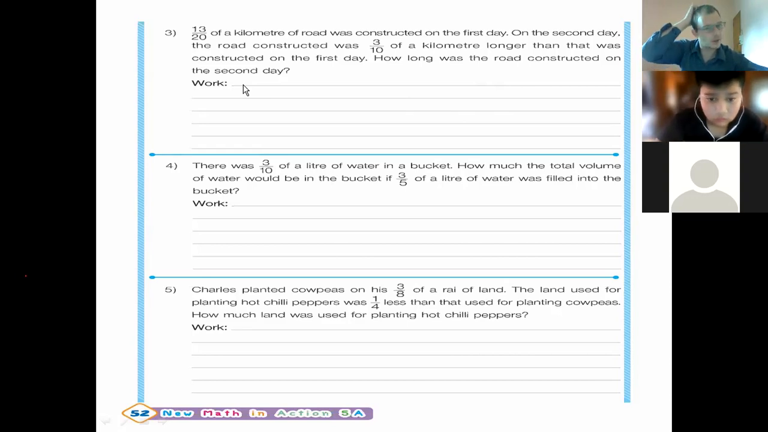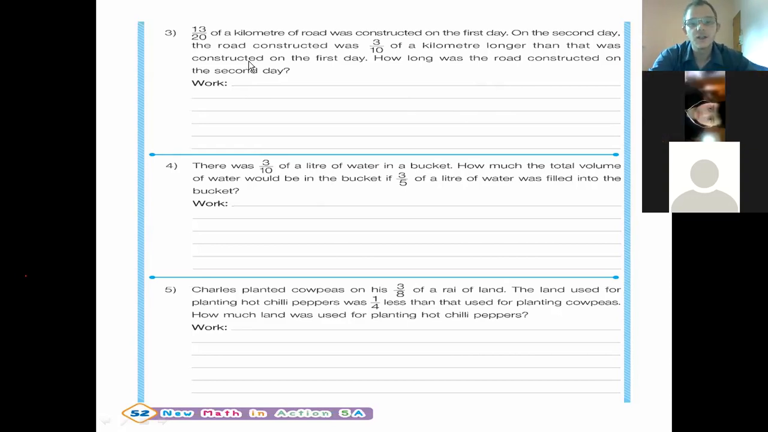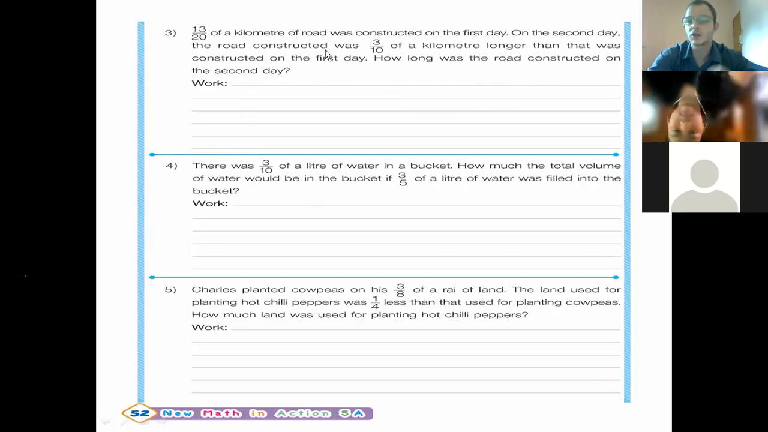So let's start with the first one. The road was constructed 13/20 kilometers on day 1. The next day, it was longer, with 3/10 kilometers. So how long was the whole road that was constructed on day 2? Here we have to apply addition.